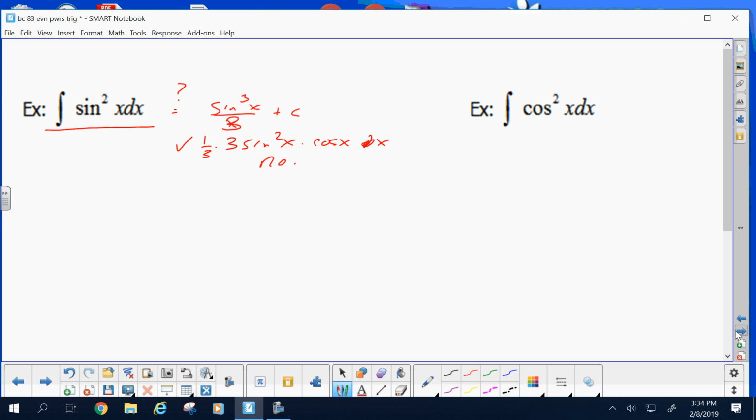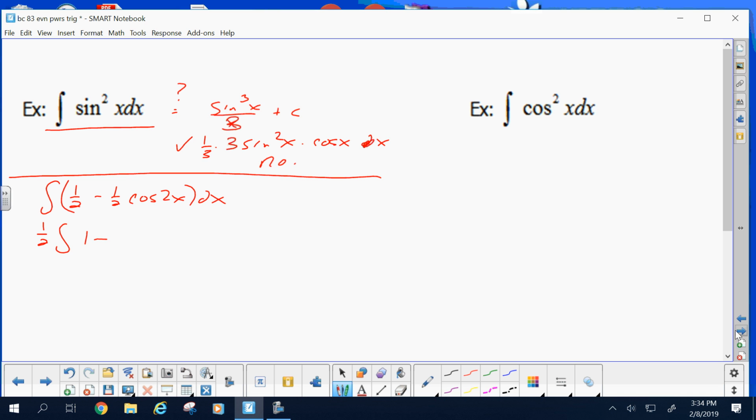Instead, you have to go a totally different way. So that's where the identity comes in, power reduction. If you take the identity for sine squared and replace sine squared with 1/2 minus 1/2 cosine of 2x, then that square is not a problem anymore. And it's just more like integrating cosine, which we've done before. I'm going to do some cleanup steps on this. If I take out a half, then it's 1 minus cosine of 2x being integrated.